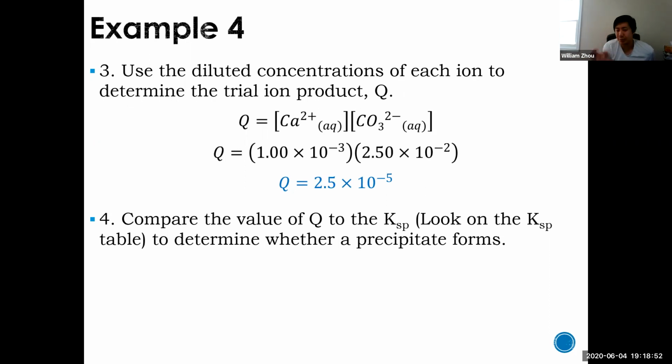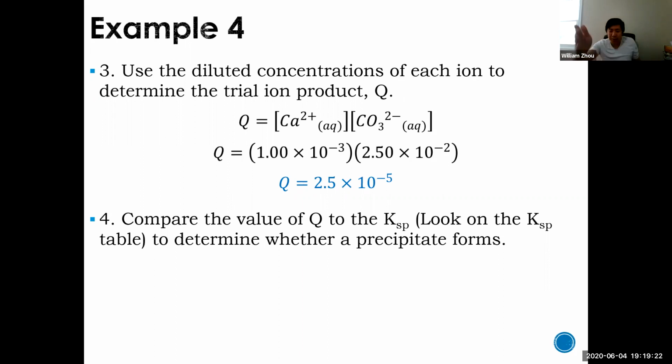Finally, last step, you can compare Q to K. The question doesn't give you K because you're supposed to have a table. You can just look on the table for the KSP of a lot of stuff. Well, actually, you don't have a table. I never gave you the table. The booklet I found online doesn't have a KSP table for some reason. So on the test, I'll just give you the KSP every time so you don't have to flip through and look.